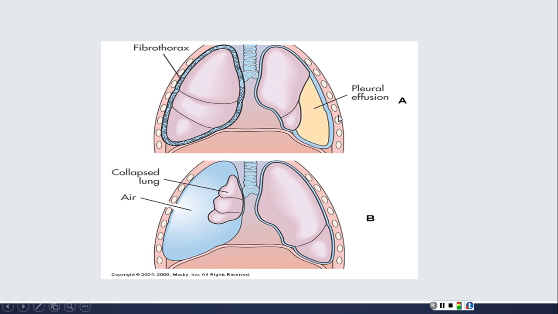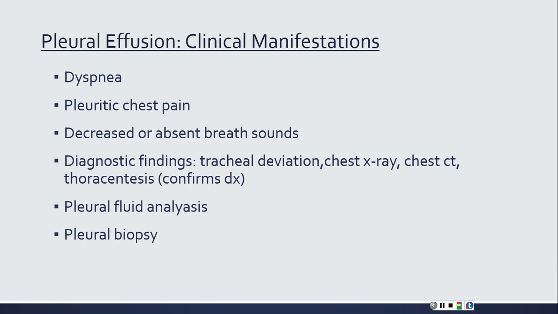Usually you're going to have some crackles along with it, but it can have decreased, sometimes absent, breath sounds. That just depends on how much space this fluid is taking up. Diagnostic findings include tracheal deviation, chest x-ray, chest CT, and then thoracentesis is going to confirm diagnosis. It confirms that we've got a buildup of fluid and what the fluid is made of, where it's coming from. And then the thoracentesis is going to allow us to do this pleural fluid analysis. Another type of diagnostic testing that can be done is a pleural biopsy, when they actually go in and take a piece they can analyze it and see what's going on with it.